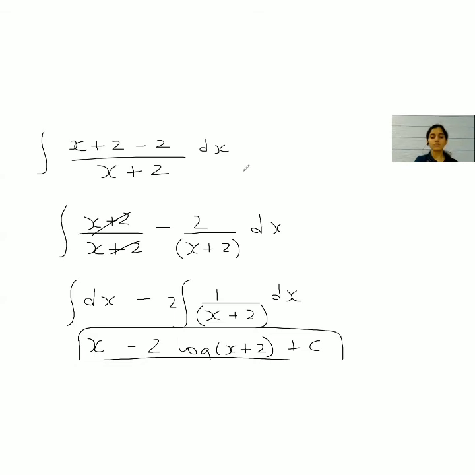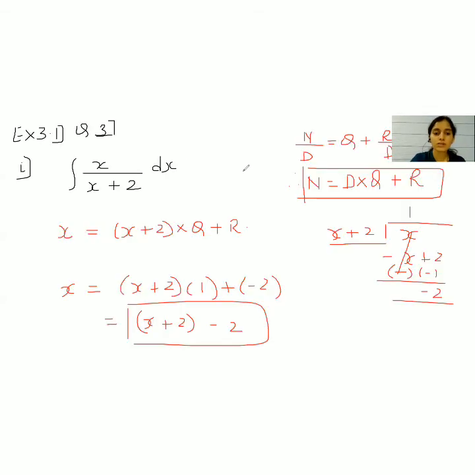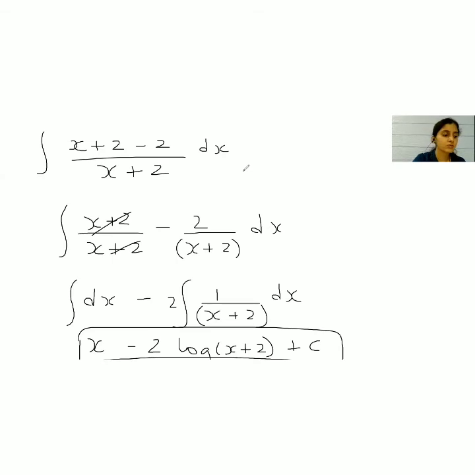For any kind of division sum, remember this is the method. That is, you write the numerator in terms of divisor into quotient plus remainder and then solve the sum. This was question 3, the first one. Let's move to the second one now.